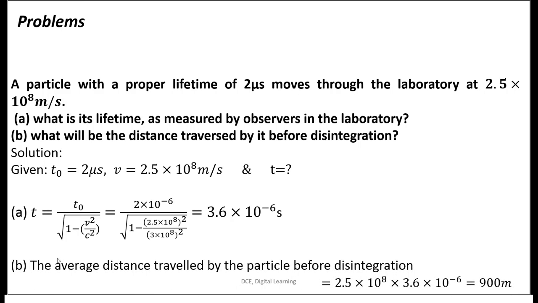The second thing, B: we need to find the distance traversed by the particle before disintegration. The average distance traveled by the particle before disintegration is equal to the velocity times the time. The velocity is given as 2.5 into 10 power plus 8 meter per second, and we have found the time is 3.6 microsecond. Substituting these values and calculating, we get 900 meters.